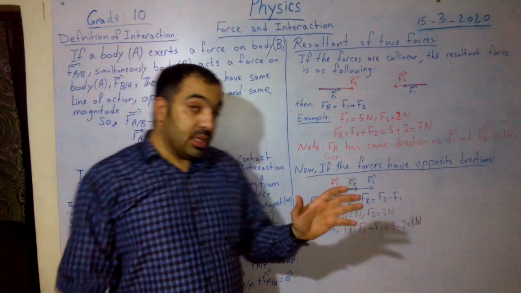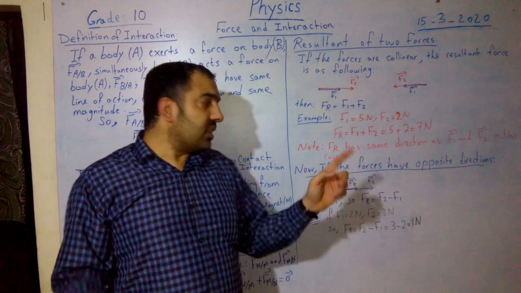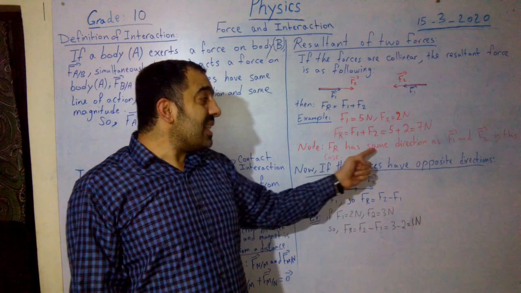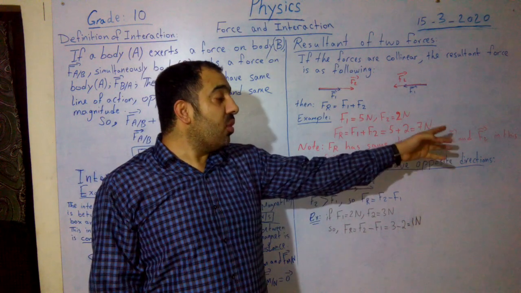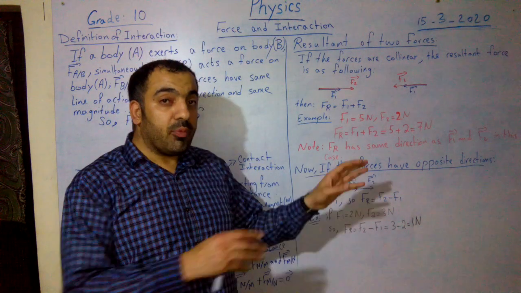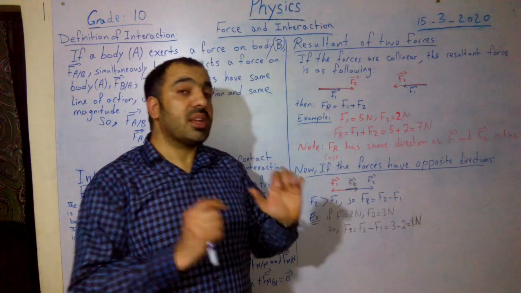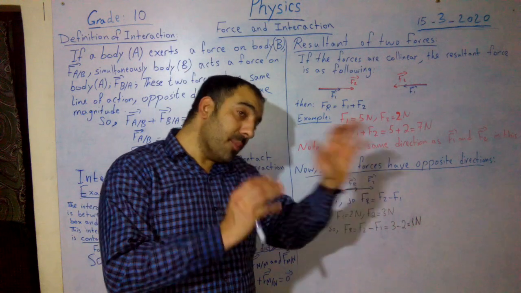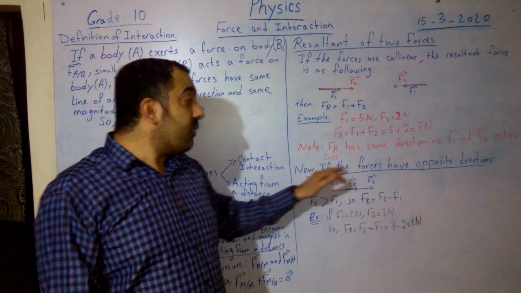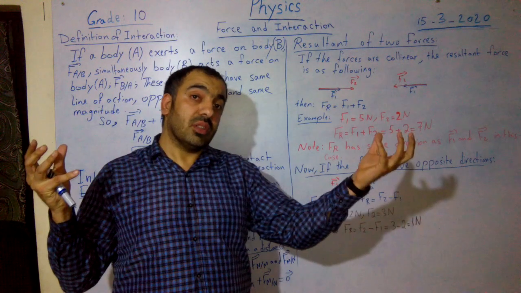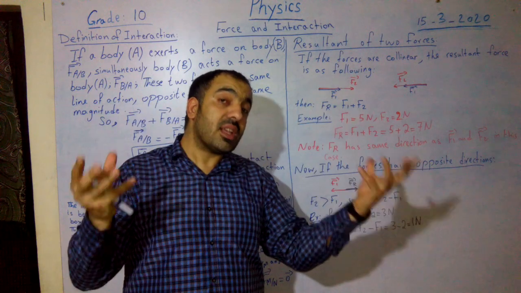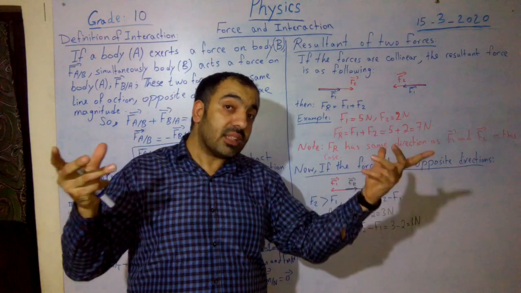Note, what about the direction of the resultant force? F resultant has the same direction as F1 or F2 in this case. Okay? F1 and F2 have the same direction, so the F resultant also has the same direction. Now, if the forces have opposite direction, how can we find the magnitude of the resultant force and the direction of the resultant force?